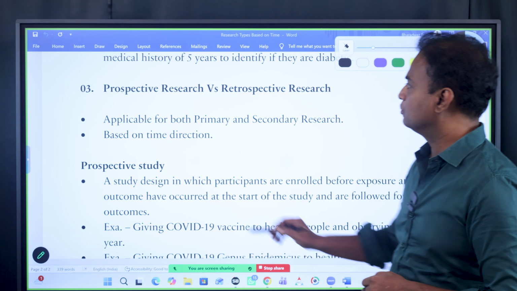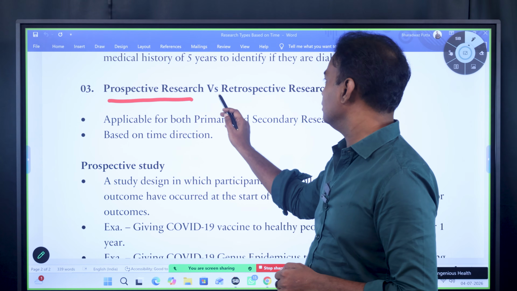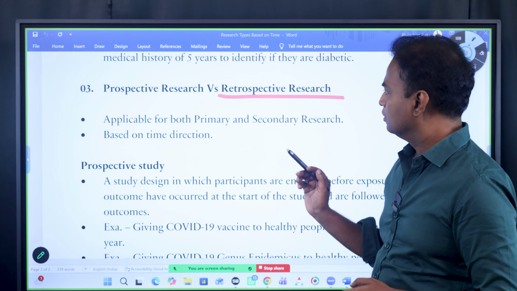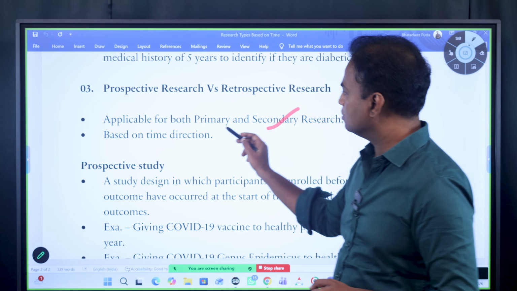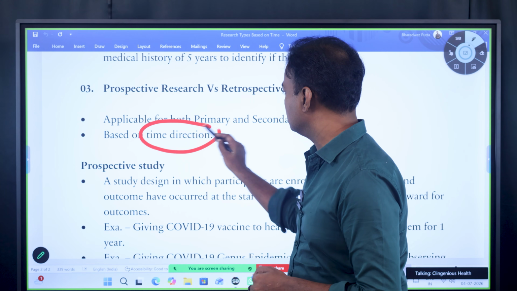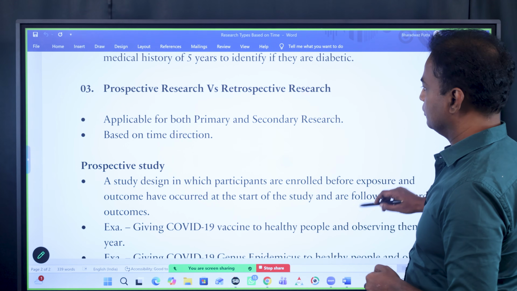Again, research is divided into prospective research and retrospective research. Again, this is applicable for both primary research and secondary research. This is also based on time direction, but it is a bit different. How is it different? We will check.